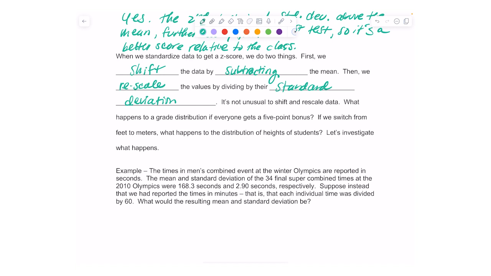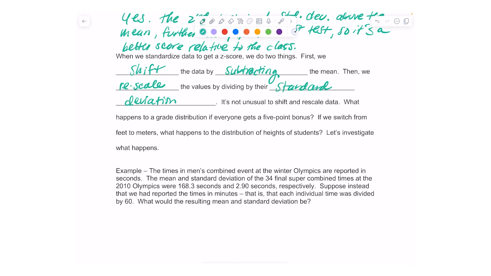The times in the men's combined event at the Winter Olympics are reported in seconds. The mean and standard deviation of the 34 final super combined times at the 2010 Olympics were 168.3 seconds and 2.90 seconds, respectively. Suppose instead that we had reported the times in minutes, that is, that each individual time was divided by 60. What would the resulting mean and standard deviation be? So what do you think would happen if we converted from seconds to minutes?